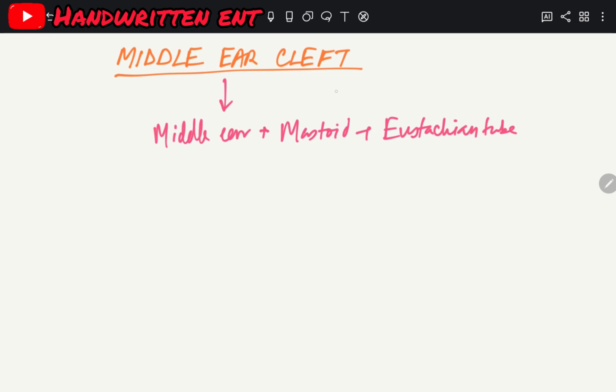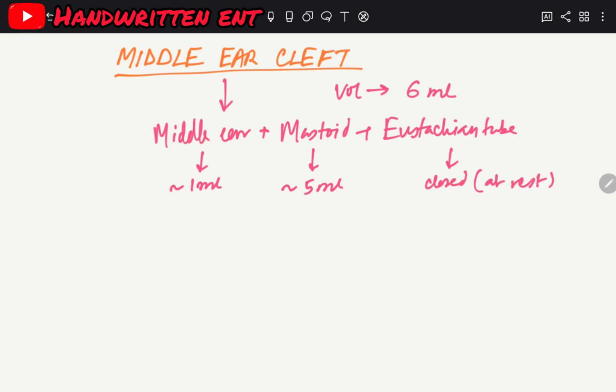The volume of the middle ear cleft is around 6 ml. How? The volume of the middle ear is around 1 ml, the mastoid volume is around 5 ml, and the eustachian tube is usually closed at rest, so we don't consider this volume. So the volume of the middle ear cleft is around 6 ml. Let's draw a diagram to understand this.